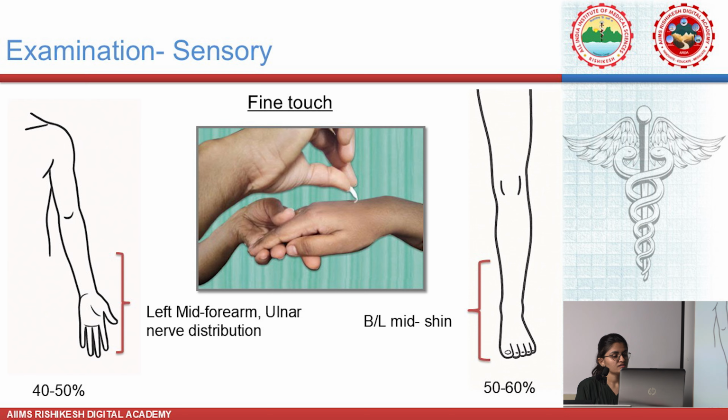Additionally, sensation to fine touch was also reduced by approximately 40 to 50% in the left upper limb, along the ulnar nerve distribution up to the mid forearm area, and it was reduced by approximately 50 to 60% in the bilateral lower limb up to the mid shin region.